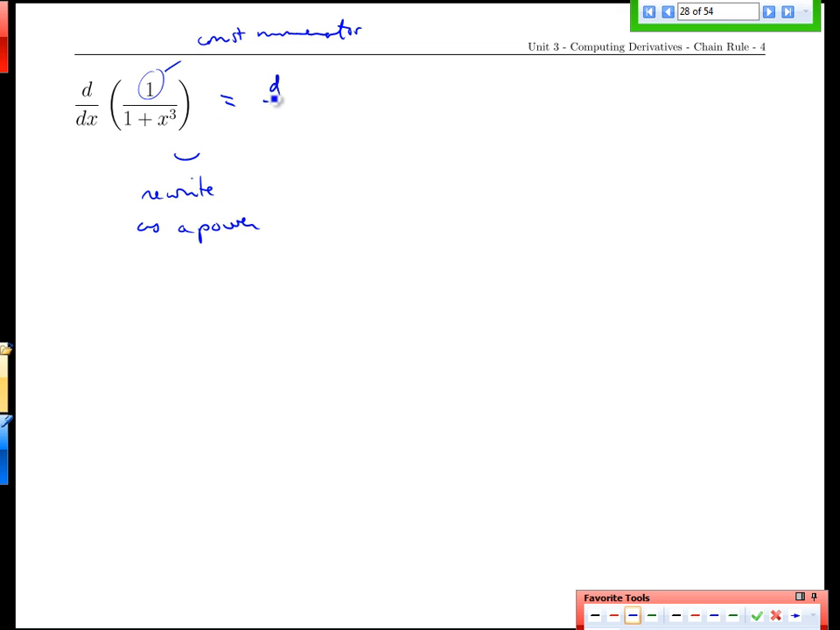So if we take the derivative of 1 over 1 plus x cubed, another way to write that is 1 plus x cubed all to the negative 1. With that expression, then we very clearly have an inside function and an outside function. And our rule for any power is bring the power down front, keep the same thing inside, subtract 1 from the power. So that's our derivative of x to the p is p x to the p minus 1. And then we multiply by the derivative of the inside.